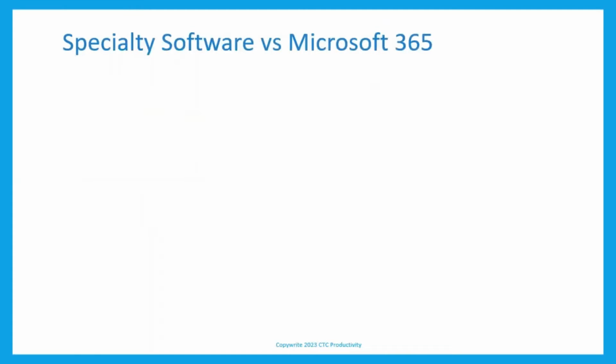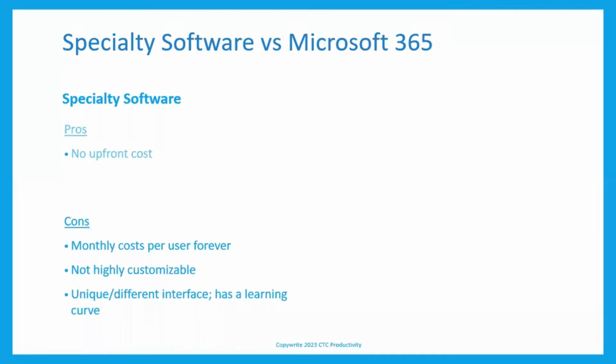So I did a little comparison of specialty software versus 365. The specialty software, the pros are just start paying a monthly fee and you're good to go. Awesome for a quick start. And there are some out there that do a great job that are designed specifically for EOS. The cons are you have monthly costs that go on and on.